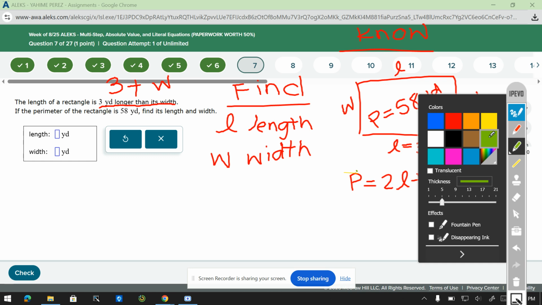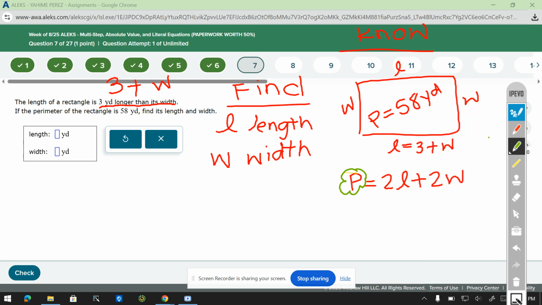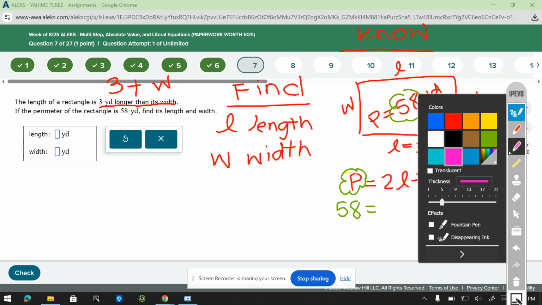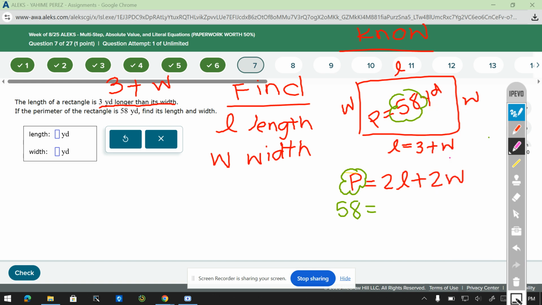Anyways, I'll just use a different color. Well, we know that perimeter P is 58. So we're going to replace P with 58. And we know that length is 3 plus W. So we're going to replace length with 3 plus W. And then width is just width because we don't know anything else about the width, okay? But it looks like we have an equation here to solve, okay?